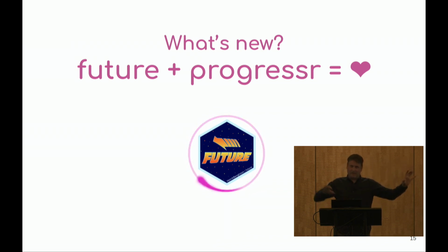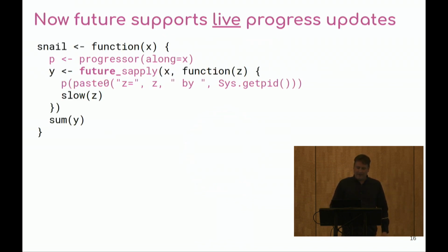Both the future framework and the progressor framework were designed so they shouldn't know about each other. There's one line of code basically in future that knows about progressor. I had to do that, but it doesn't depend on the package. It's just a condition class, technically. And this progression updates will work in parallel here.